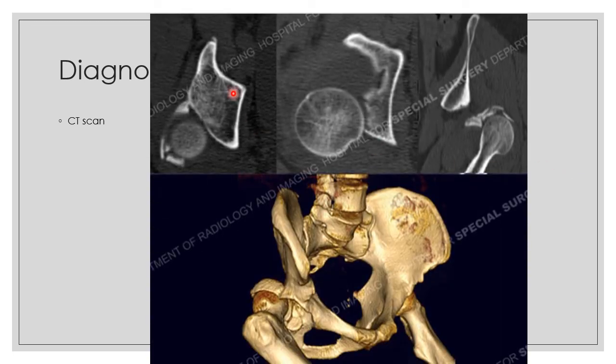This one is a CT scan of the pelvis. This is a posterior dislocation. As you can see, there's a fragment here, and this is a view on top. You can see the femoral head coming out of the socket. Then the 3D reconstruction will tell you how big the fragment is and help you decide later on what to do with your fixation.